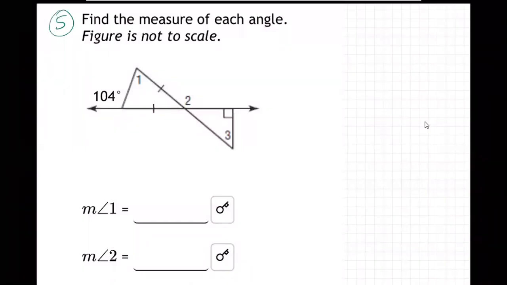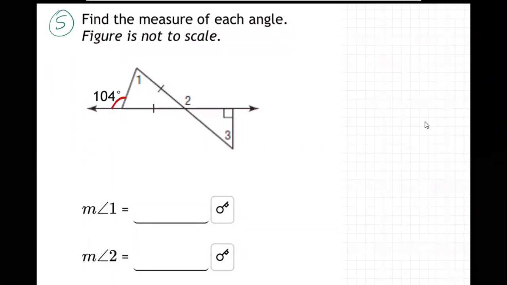Okay, so find the measure of each angle. The figure's not to scale. So, okay, they're giving us the 104. That 104 is out here. That 104 is an external angle. See how that's outside of that triangle? It's not in the triangle.